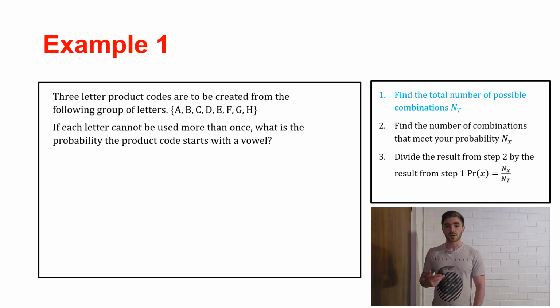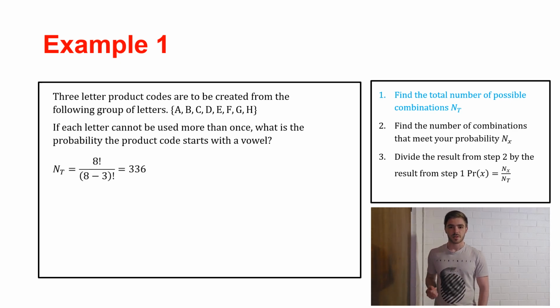So in this case, the order matters. The code ABC is different to CBD. Hence, we're going to use permutations. There are 8 total letters and we're selecting 3 of them. After we simplify all the factorials, we come to find that there are 336 different product codes.